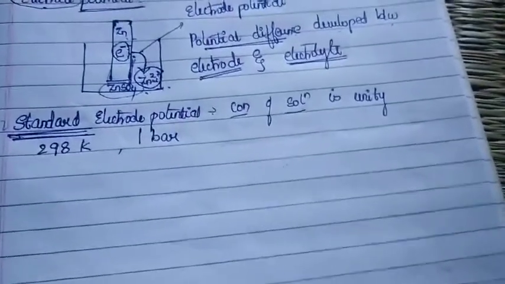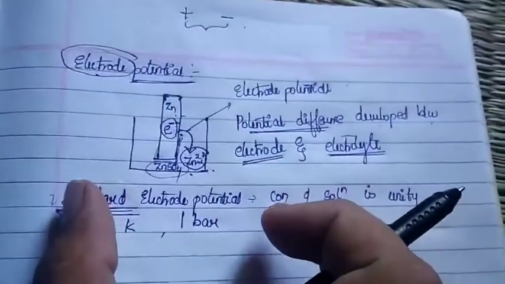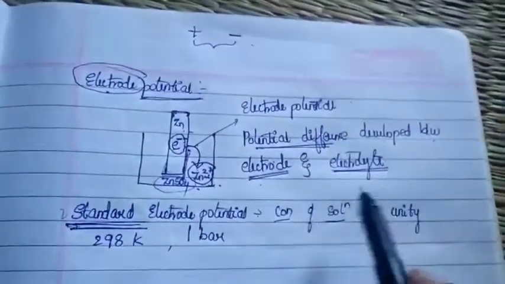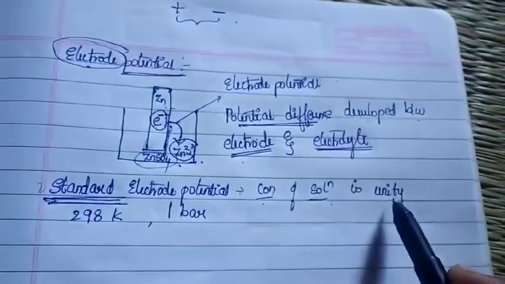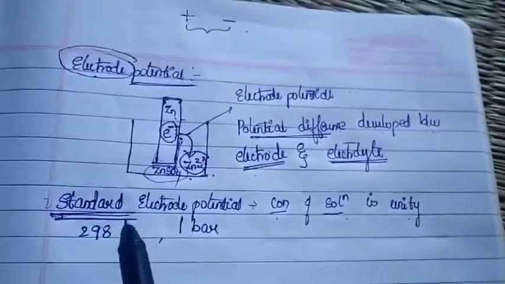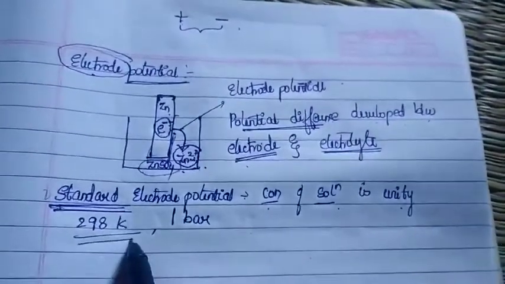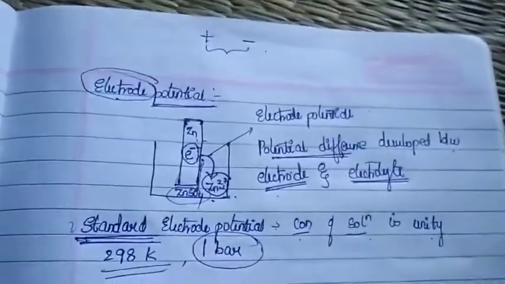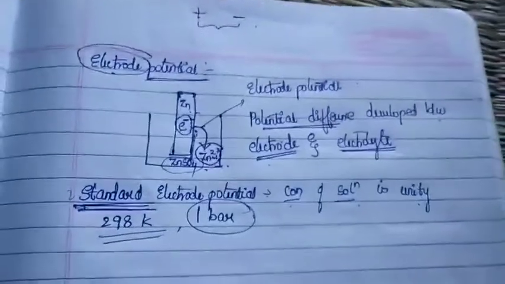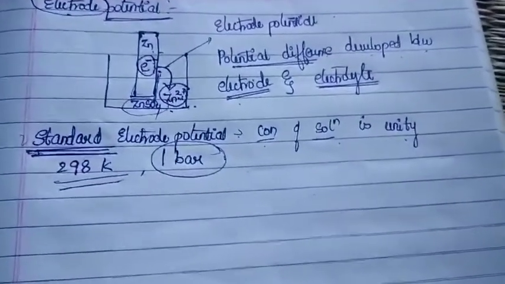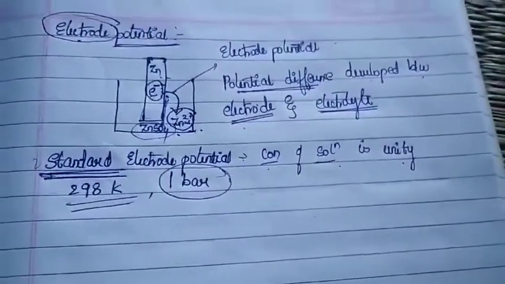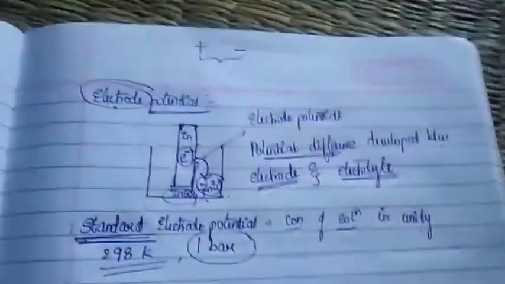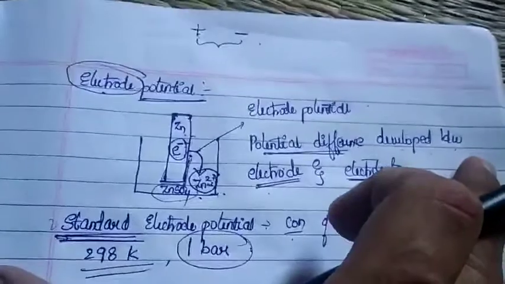Again I am going to say, remember, standard electrode potential is the potential difference developed between the electrode and the electrolyte when the concentration of the solution is maintained at unity, at a temperature of 298 Kelvin and 1 bar atmospheric pressure. That potential difference is called the standard electrode potential. Very much important topic, because our next videos will be completely dependent upon this topic itself. Is that clear?